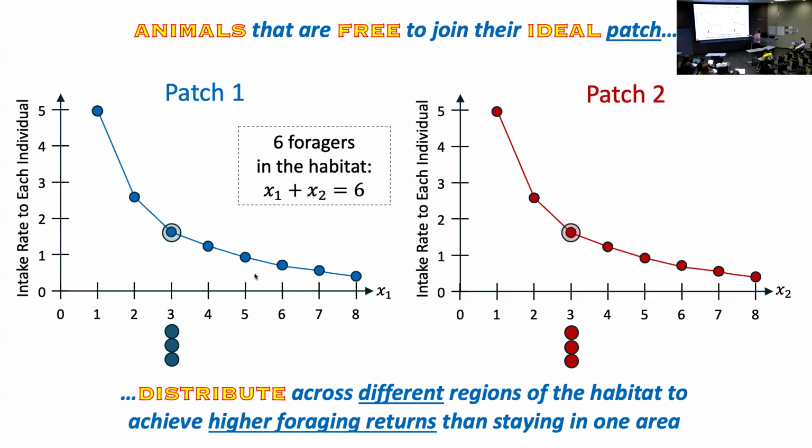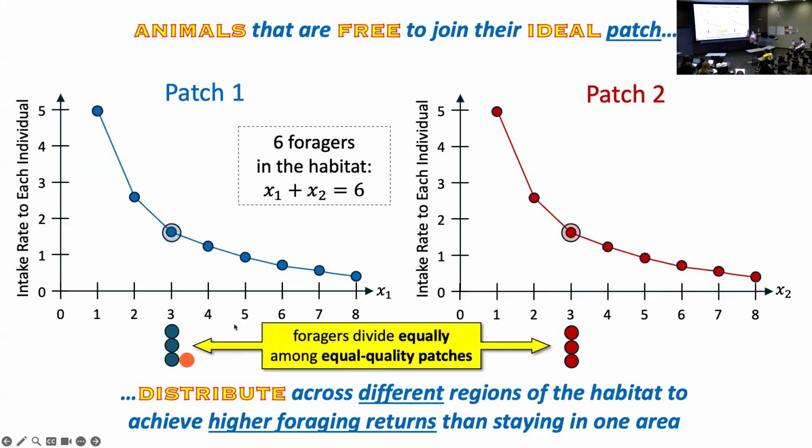So we just assumed the ducks were free to move to their ideal patch, and they naturally distributed themselves. We had equal patches and divided the ducks equally. So there was a natural matching that went on here. Okay.